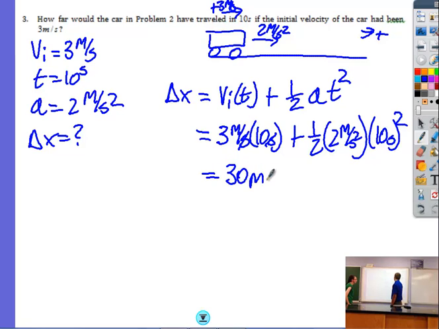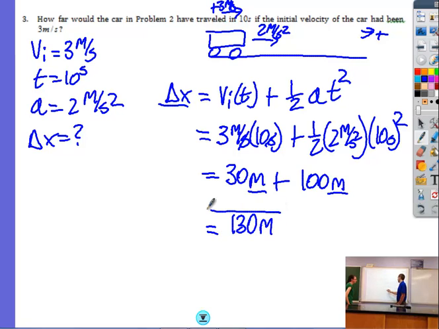Meters plus, and this is still 100 meters from the last problem. It's still 100 meters, and I can add meters to meters, so that's good. And change in position is meters, so 130 meters. Now I want you guys to notice something. All we did was this initial velocity caused us to go an extra 30 meters.